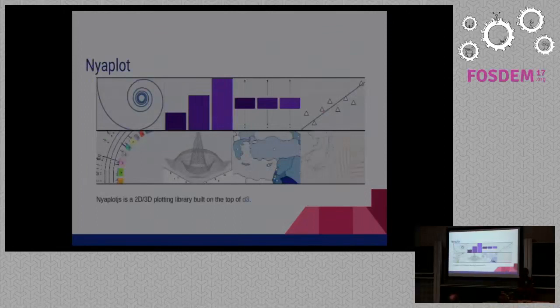Next is Nyaplot. Any scientific library is not successful unless we have some great visualization tools. Nyaplot fills this gap for JRuby. It's used for 2D and 3D plotting, and it's built on top of D3.